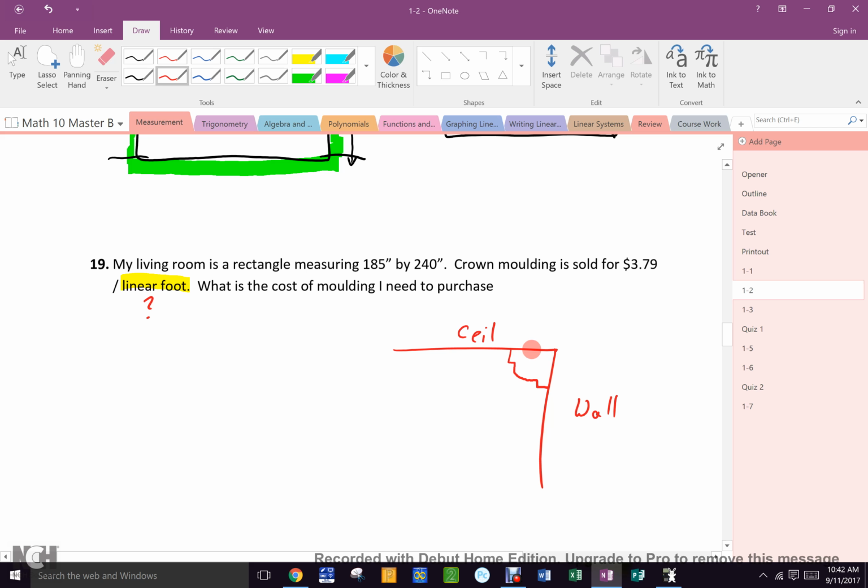And it goes all the way around the ceiling. Right? Because then you don't have to paint to the edge. Because when you have to paint to the edge, sometimes you get paint on the wall from the ceiling or paint on the ceiling from the wall.